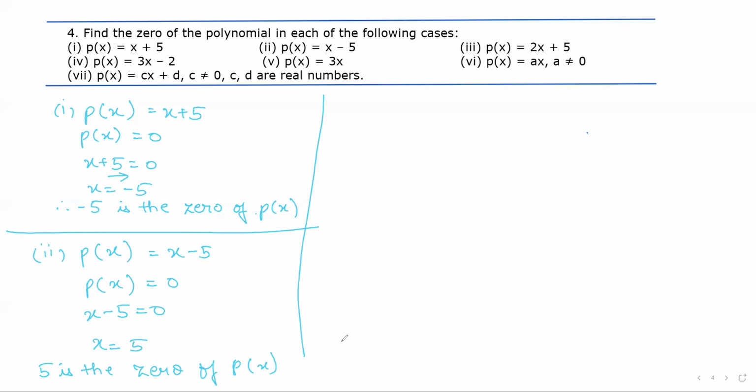Observe that all the values given in this question are linear polynomials. So you'll get only 1 0 for each of these polynomials.